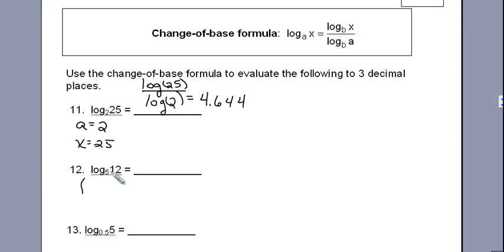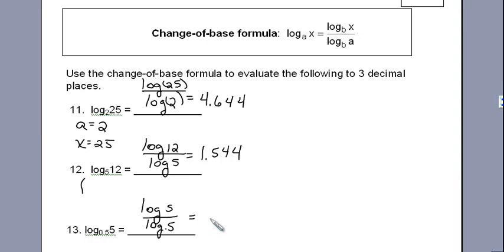Again, this number goes in the numerator, so to get an actual answer, you'll say log of 12 over log of 5. And I want to see that written out when you do the problem. Don't just punch it in and give me an answer. 1.544. And on this one you'll have log of 5 over log of 0.5. And that should come out to be negative 2.322.